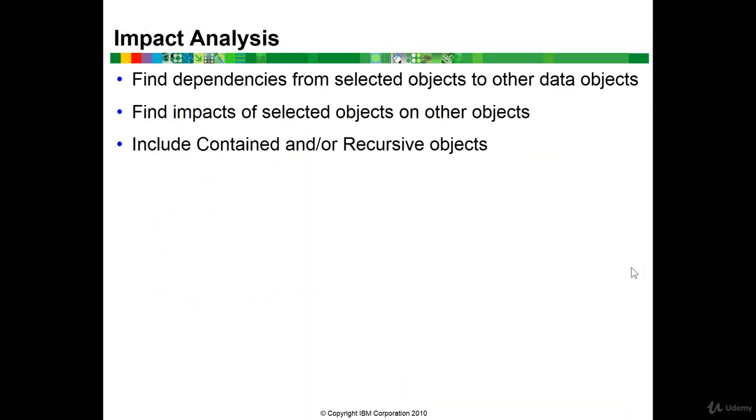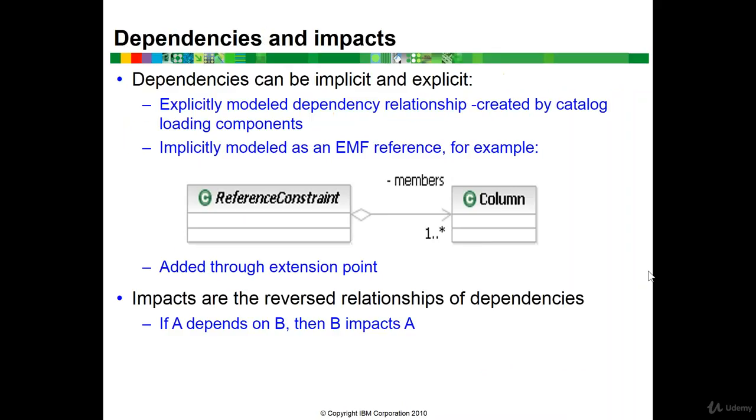Now for impact analysis, you find the dependencies from selected objects to other data objects and find the impacts of selected objects on other objects, and include the contained or recursive objects. Now dependencies, which could be implicit or explicit: explicit ones are explicitly modeled dependency relationships which are created by catalog loading components, and implicit ones are modeled as an EMF reference.